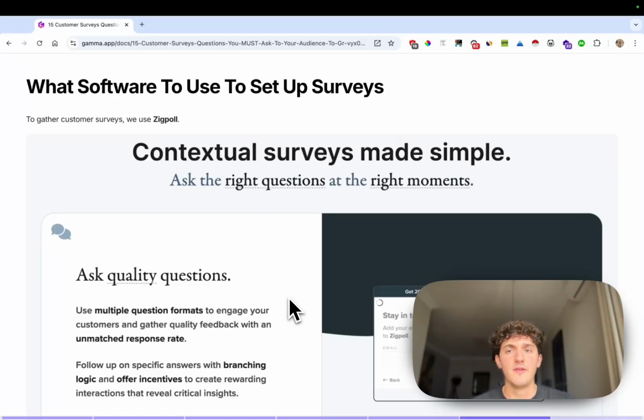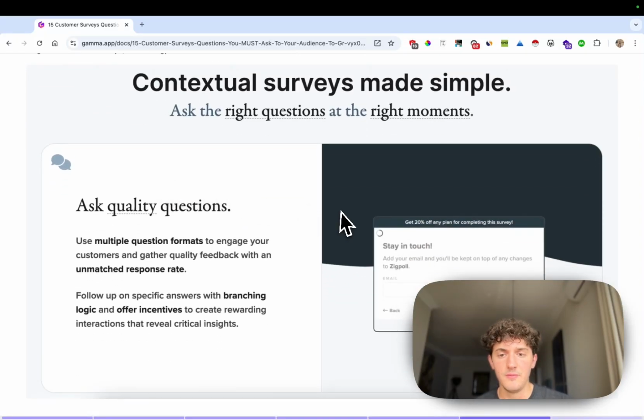Now let's move on to the technical implementation of the service. So what software to use to set up surveys? For customer service, we use Zigball, which I think is the best app on Shopify for these kinds of things. I know there are other tools like ecommerce, but I think Zigball, in my personal experience, has more features and it's just better for customer service. This right here is Zigball.